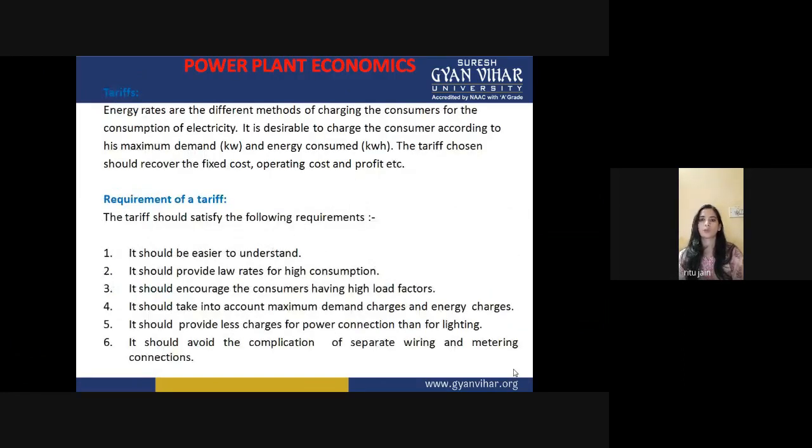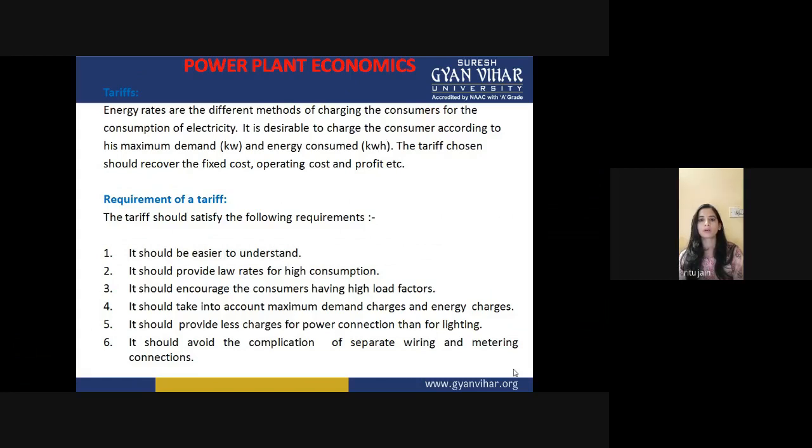Now, let's come to the point of what tariff is. Energy rates are different methods of charging the consumers for the consumption of electricity. So it is desirable to charge the consumer according to his maximum demand and energy consumed. So the charge which is taken from the consumer is based on the maximum demand of the consumer and how much energy he is consuming. So the tariff chosen should recover the fixed cost, operating cost, and profit, etc.